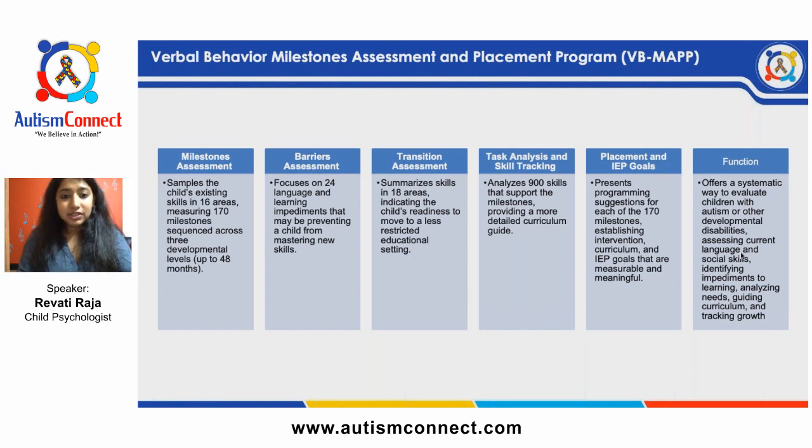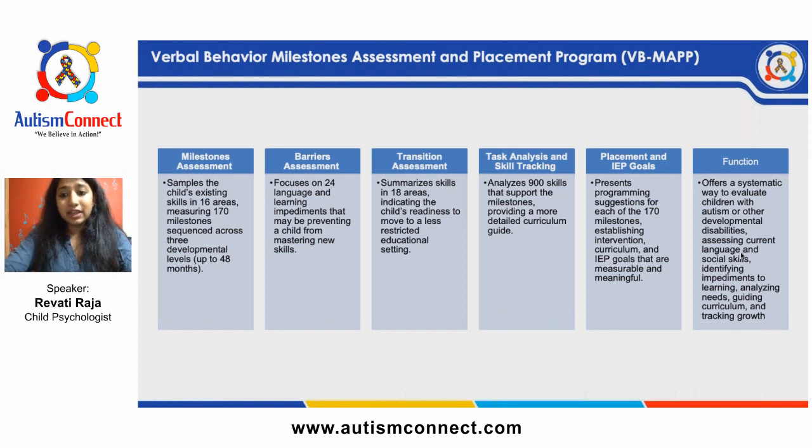Then there is the transition assessment, which assesses whether the child has mastered a skill and is ready for the transition to learning the next level of that skill. The task analysis helps you understand what skills need to be learned in order for the child to reach the milestones in this guide. There might be skills that the child has not yet mastered, because of which the child is not able to reach those milestones, and the task analysis and skills tracking helps us understand that.